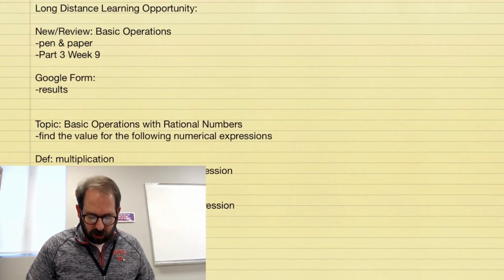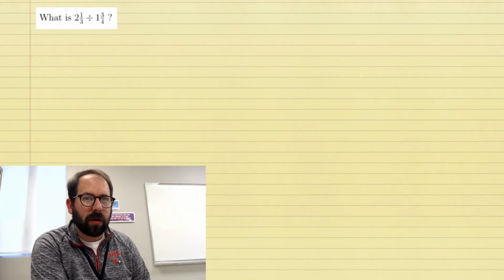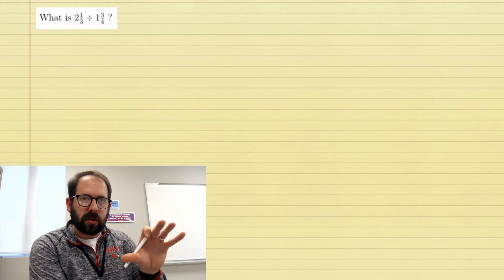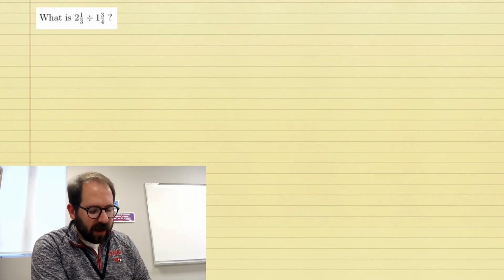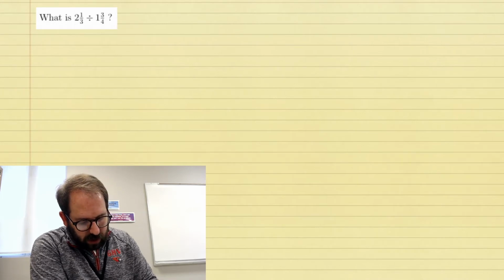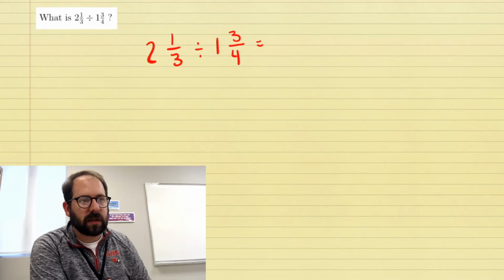Let's get started here. So the first problem you're looking at is we're going to be dividing mixed numbers. To do this, you have to change these to improper. So you take the large number times the bottom and add the top. That's how you change it to an improper fraction. So on this first one, this is 2 1/3 divided by 1 3/4. So that's our first problem here if you can't see that.